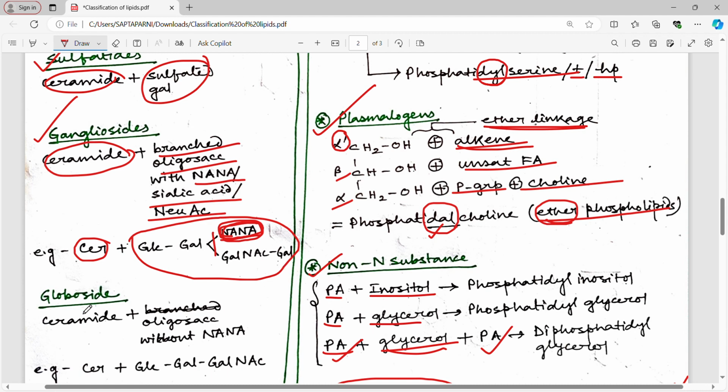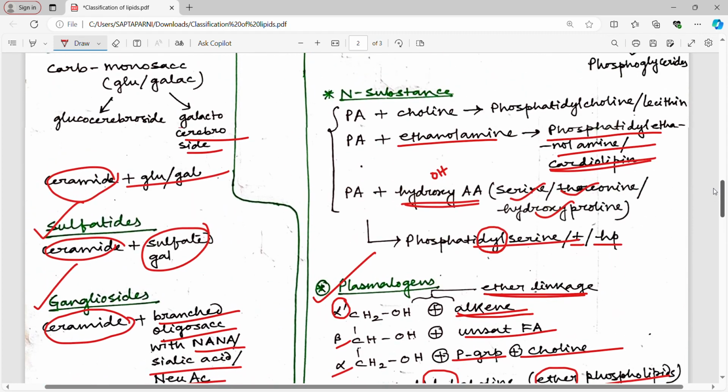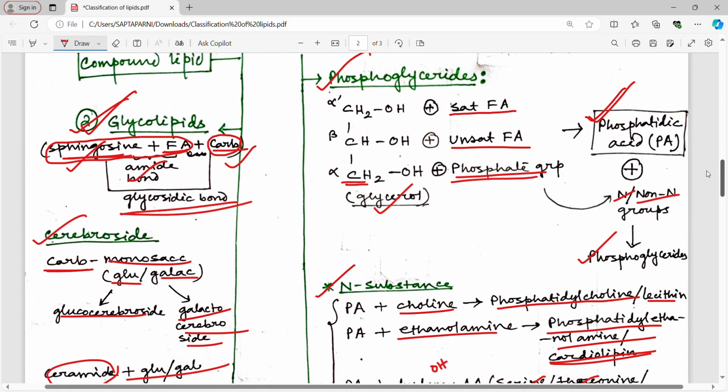Now coming to globoside. In the case of globoside, ceramide is there and the carbohydrate is an oligosaccharide without NANA. So there will also be an oligosaccharide but no NANA. You see here, this is the ceramide and with it there is an oligosaccharide containing glucose, galactose, N-acetylgalactosamine but no NANA. So these are the four types of glycolipids which form the glycosidic bond with ceramide.